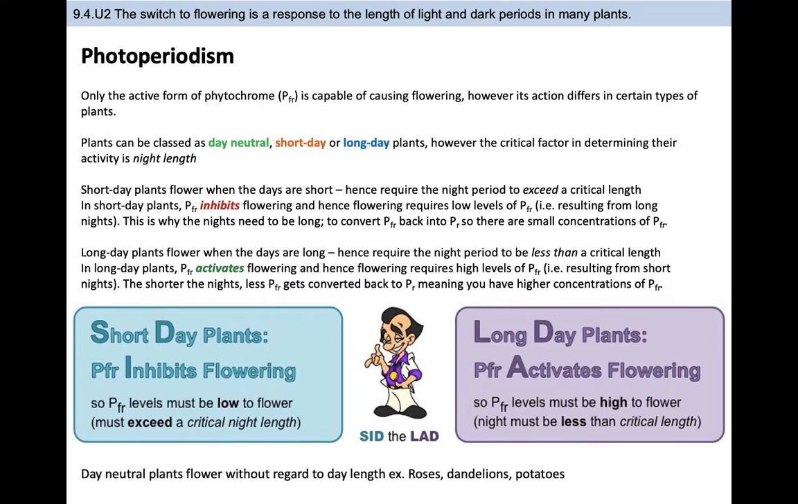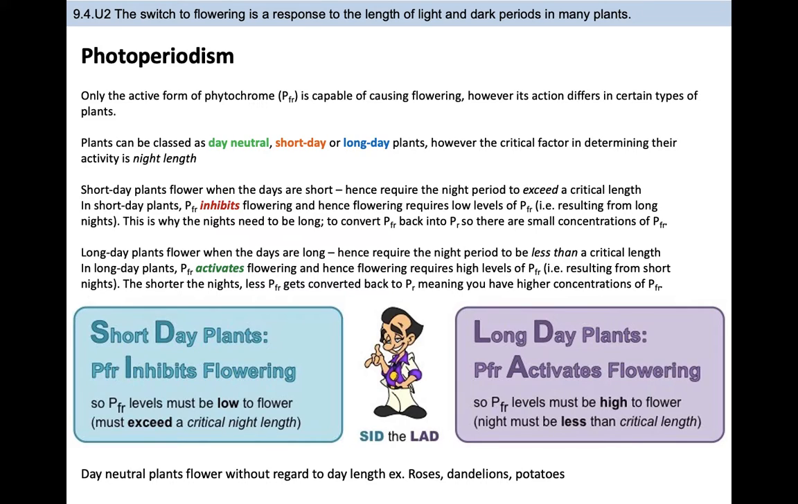You can imagine that if the days are shorter, you're not going to have as much far red, because with shorter days, there's not as much red light to convert the phytochrome red into far red. And in short day plants, far red actually inhibits flowering. So they don't want a lot of this far red because it will inhibit it.